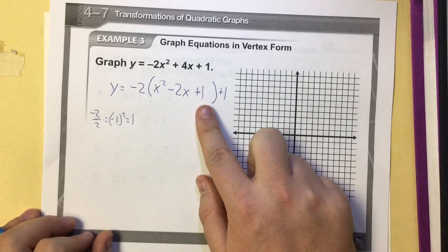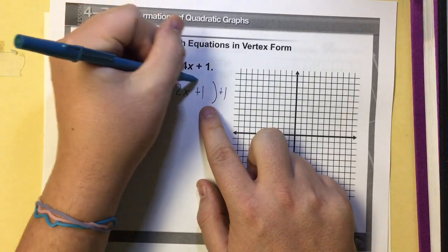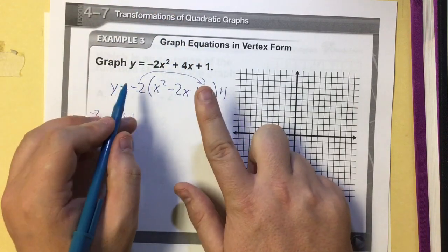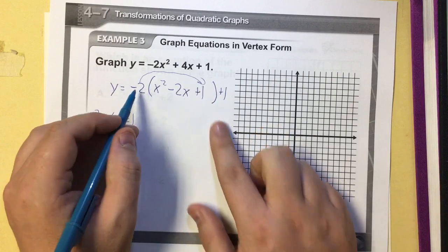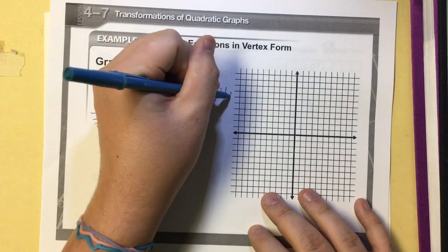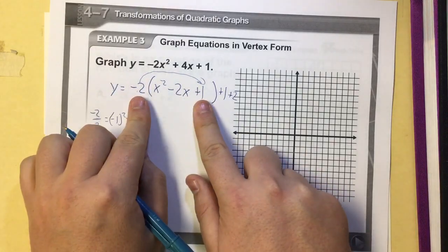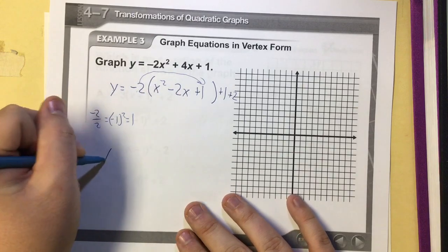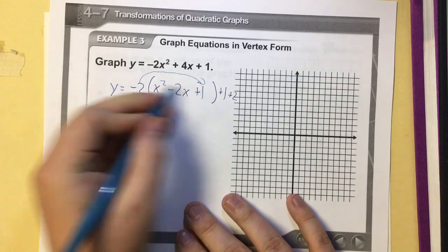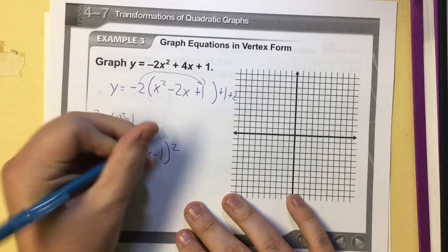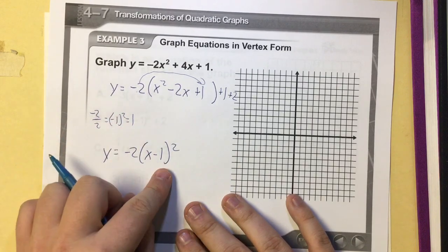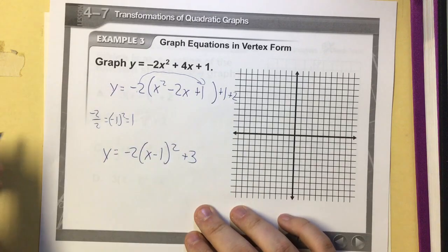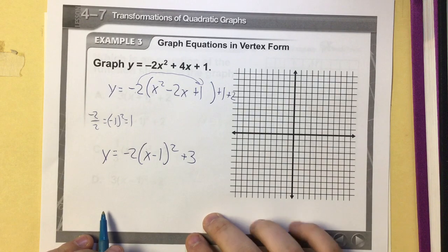I put plus 1 here, but what I've actually added in is a -2. -2 times 1 is -2. So I've put in a -2, which means to get rid of that -2 I've added here, I need to put in a +2. -2, +2 cancel each other out. So now I can write this as y equals -2 times this factors to x minus 1 squared. Remember, this is a -1, so -1 in my parentheses, and 1 plus 2 is 3. So here's my equation in vertex form.